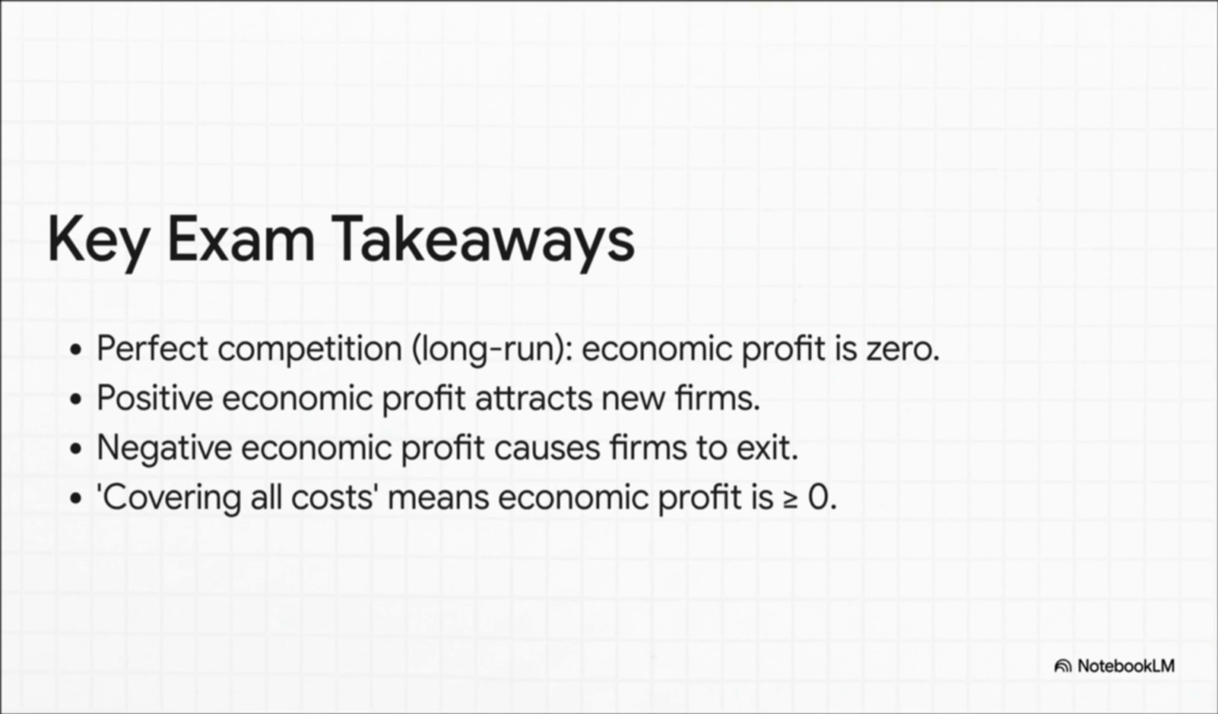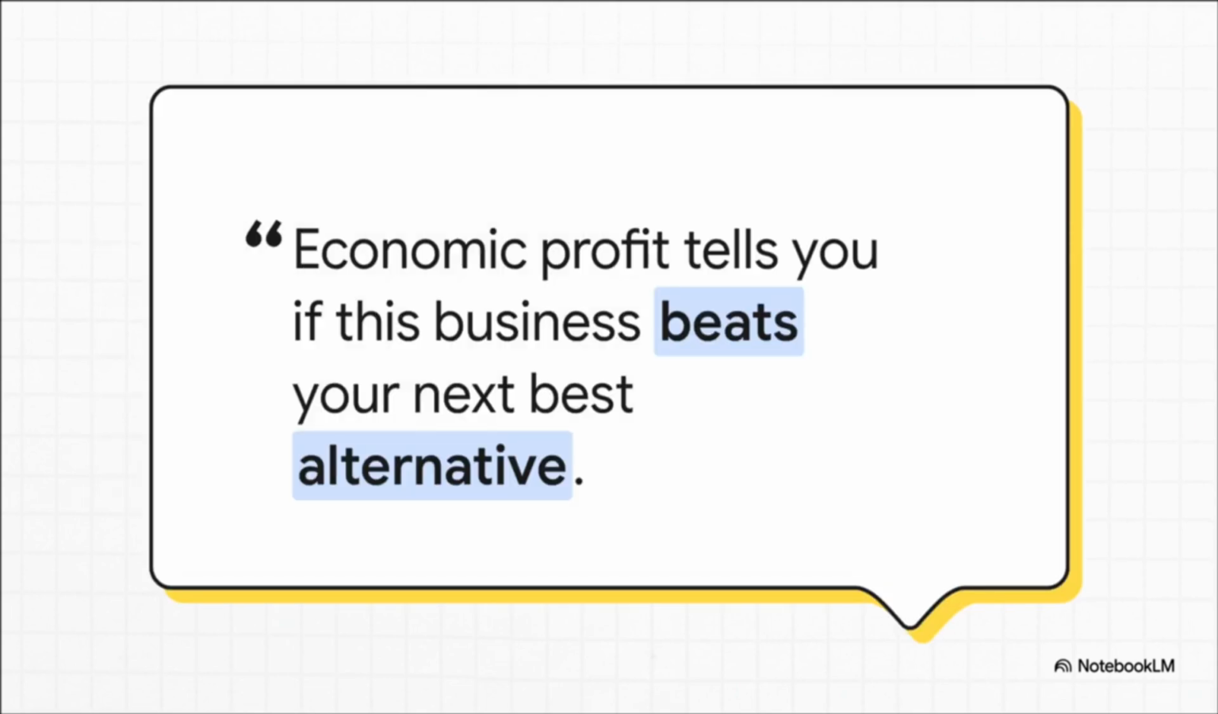And, this is a big one, if you see a question on the test that says a firm is covering all its costs, they're trying to trick you. That phrase means economic profit is at least zero. It includes the opportunity cost. Look, if you remember just one thing from this whole explainer, let it be this sentence. Accounting profit just tells you if there's cash left over. But economic profit, it tells you if you're making the right strategic decision. It tells you if this whole thing is actually worth your time compared to what else you could be doing.